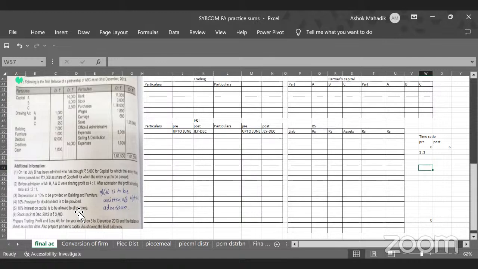So let us start posting, students. There are no outstanding or prepaid adjustments, so we can directly start posting. We'll start with the capitals. Capitals are given to us. Where will we post capital? In the capital account. So I'll write by balance brought down. A's capital is 10,000. B's capital 5,000. C's capital 2,500.